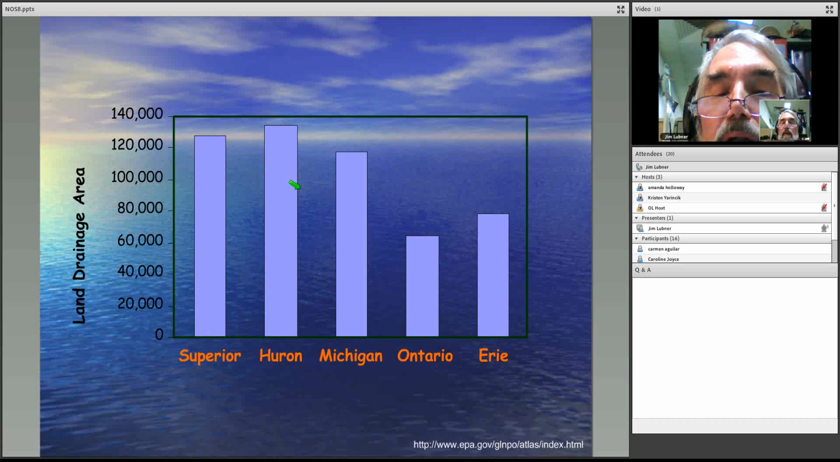Land drainage area, you can see from this that the largest amount of drainage is in Lake Huron, followed by Lake Superior, Lake Michigan, and those three drainage basins account for probably 75% of the overall drainage into those lakes.